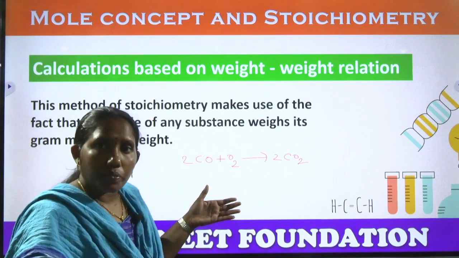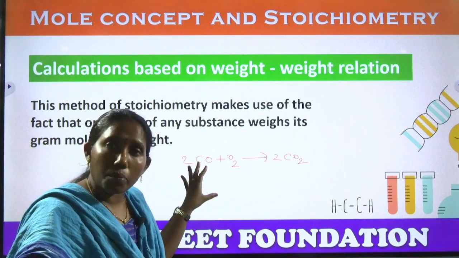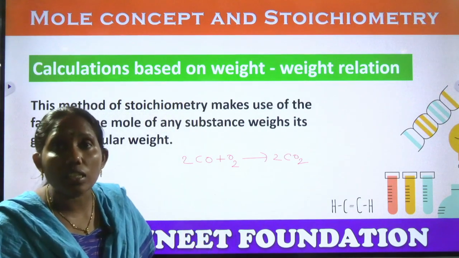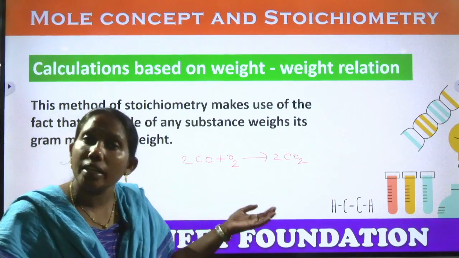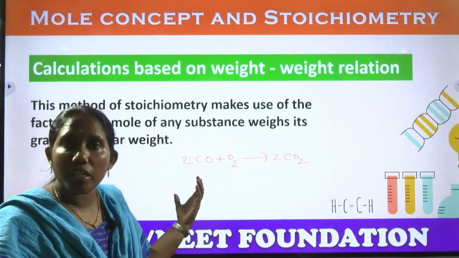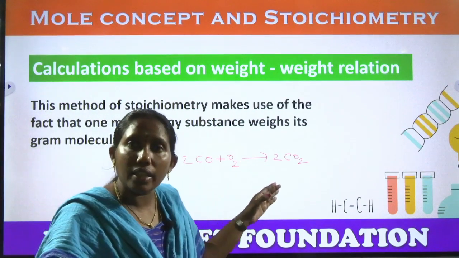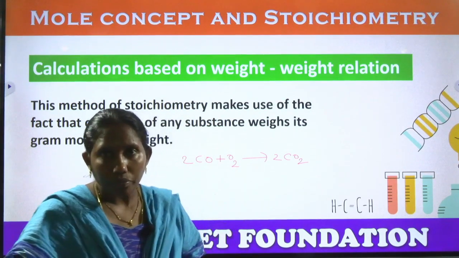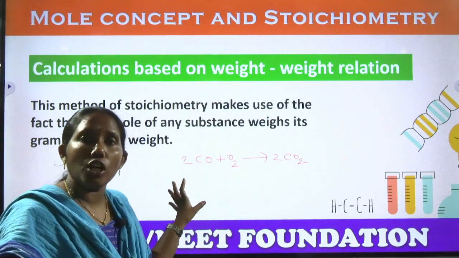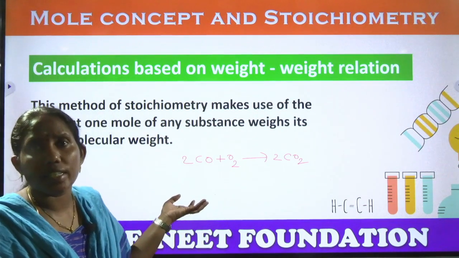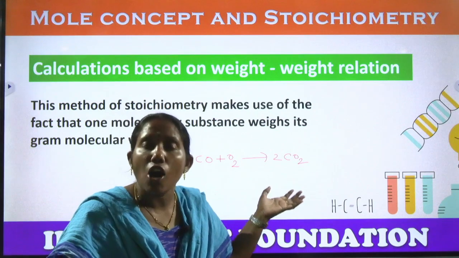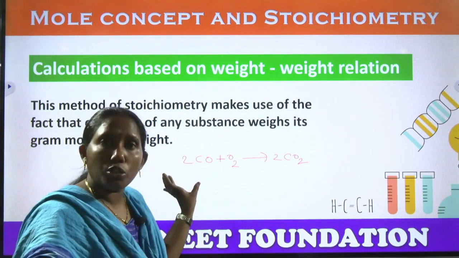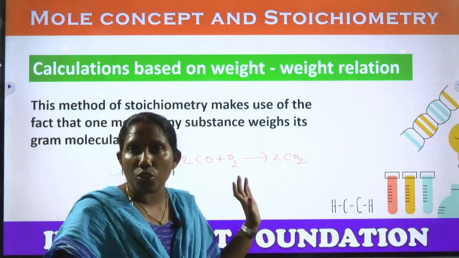Suppose 2 grams of carbon monoxide reacts with oxygen, and it asks how many liters of CO2 are produced, meaning in terms of volume. So the reactant information is given in terms of weight, but he is asking to calculate the product information in terms of volume. That is called the weight-volume relationship. Suppose you take carbon monoxide in terms of volume: 3 liters of carbon monoxide reacts with 2 liters of oxygen and produces how many liters of carbon dioxide. If they ask like this, we are dealing only with volume. So this is said to be the volume relationship.